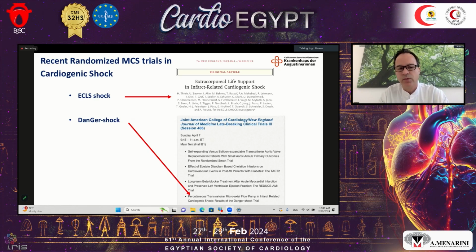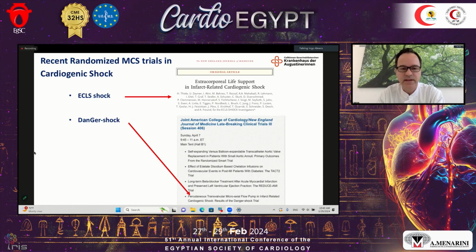Due to the slow recruitment, they extended the trial into other countries, and that's why it is called DanGer, because Germany was one of the countries contributing most of the patients after they combined the Danish and the German cohort. So the trial is finished. We don't know the results yet, so therefore I can't disclose anything, but we're looking forward to the results.